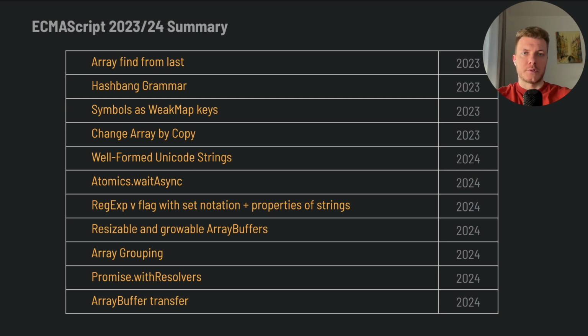New regex features let us match patterns in advanced ways. We can now change the size of data storage as needed. Grouping data and managing promises got a lot easier. There is even a new way to move data around efficiently. All these updates make coding in JavaScript smoother and smarter. They are about solving real problems and making our code better.